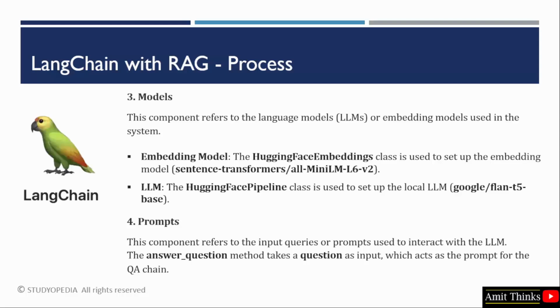These are the LLM models or embedding models. For that, we have used the Hugging Face embeddings class for the embedding model. This is used to set up the embedding model. In our case, we have used the sentence transformers. For the LLM, we have used the Hugging Face pipeline class so that we can set up the local LLM. In this case, we have used the following.